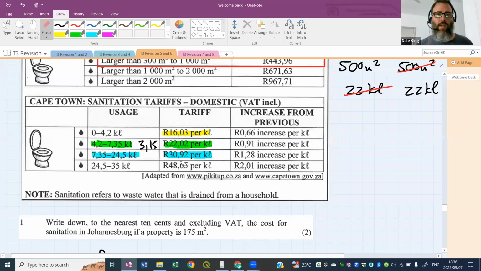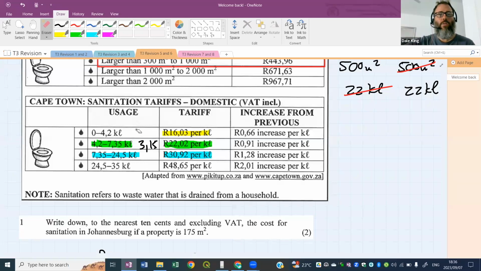So what they do is they say that from 0 to 4.2 kiloliters, there is a very low charge. But if you start going over that, say you're on 5 kiloliters, we're charging you a new rate for that little extra bit. So a sliding scale tariff works like that. You charge the first 4.2 kiloliters at 16 Rand and 3 cents. After that, any other kiloliters you have, you've got to charge at a new rate.